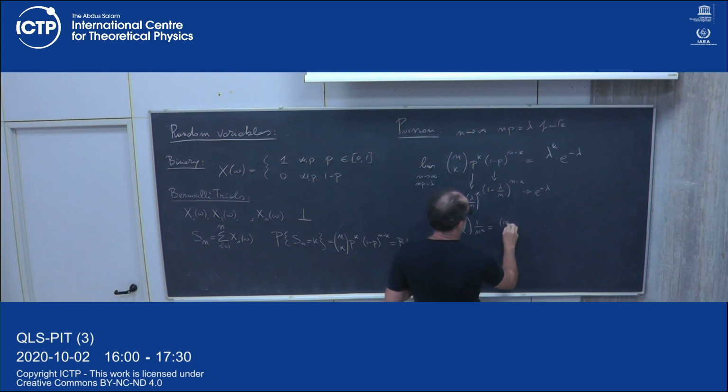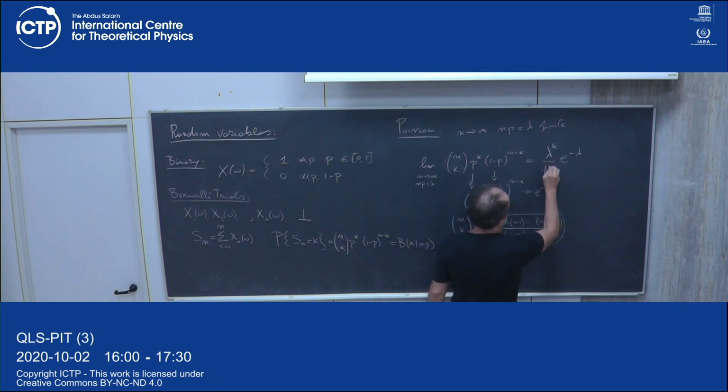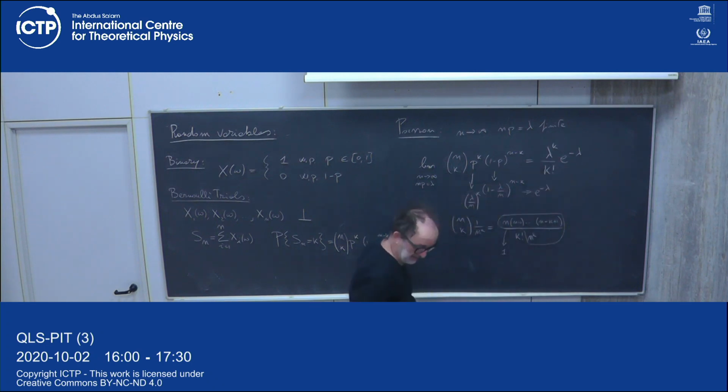So this is n times n minus 1 times ... times n minus k plus 1, divided by k factorial times n to the k. You can figure out that when k is finite and n goes to infinity, this ratio here is going to 1. So this object is converging to 1, and you just have a k factorial that remains. So this is the Poisson distribution.